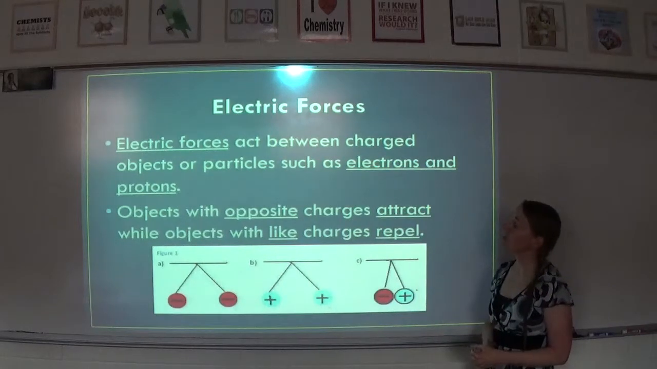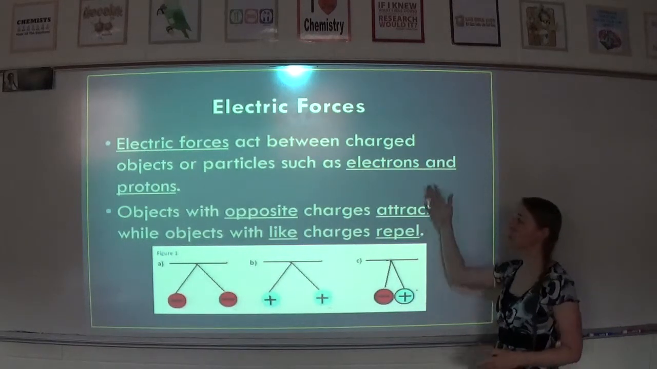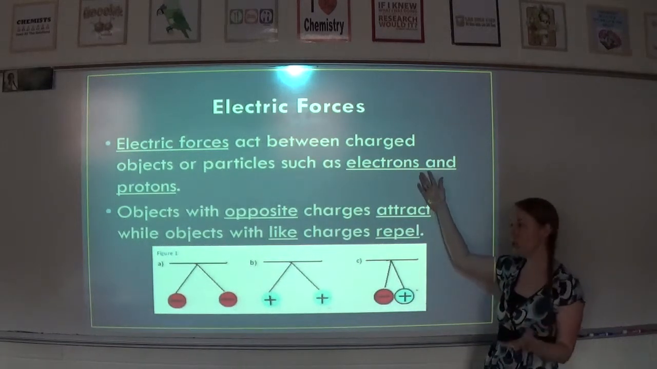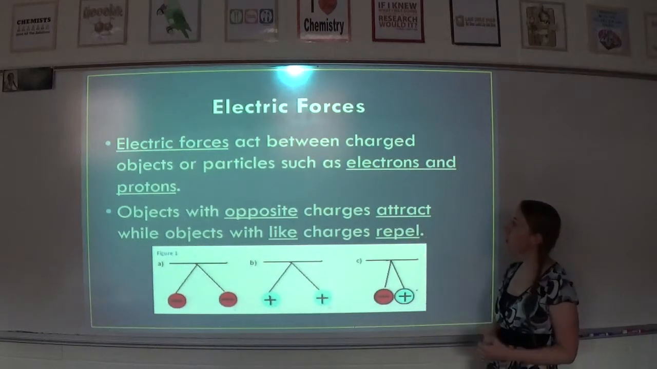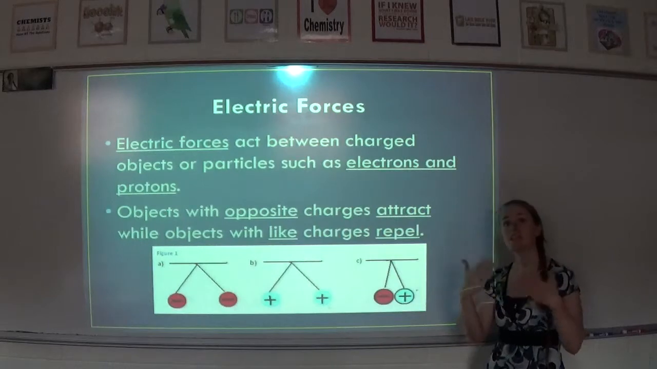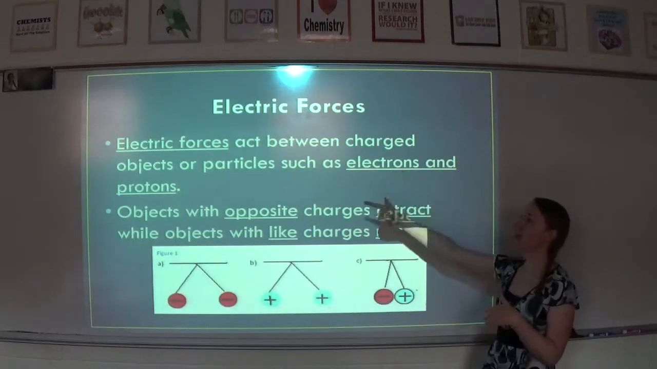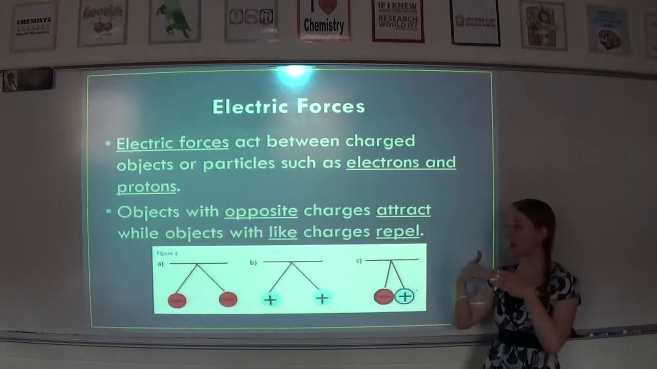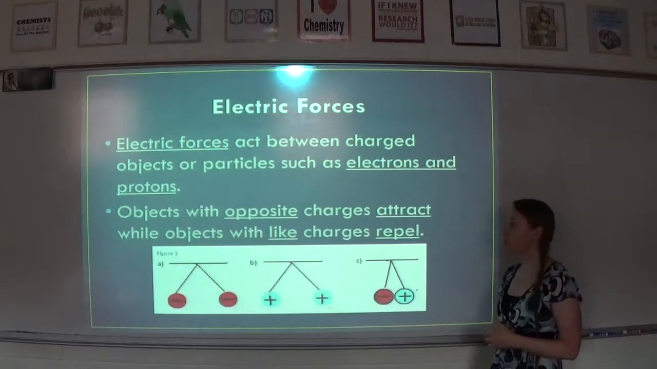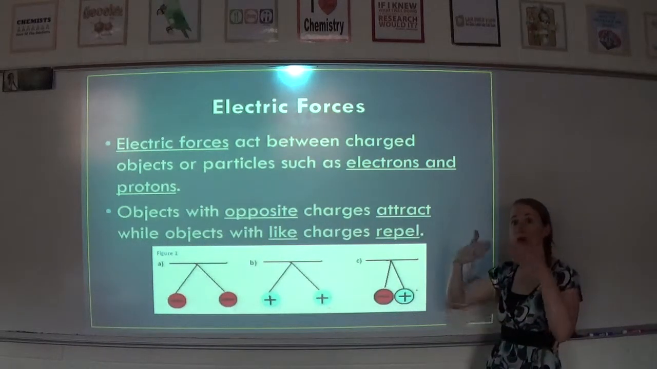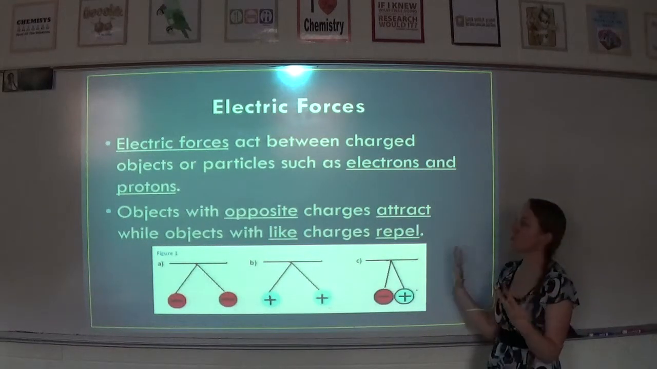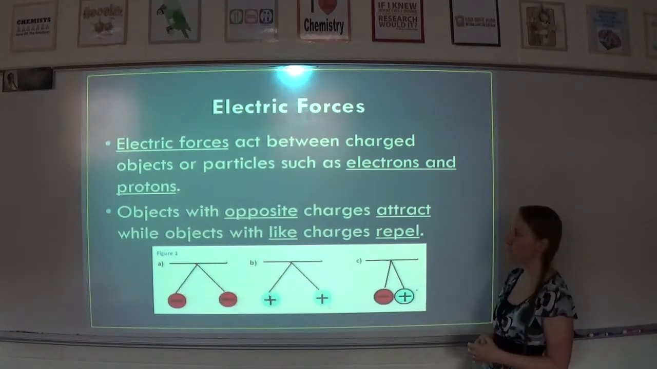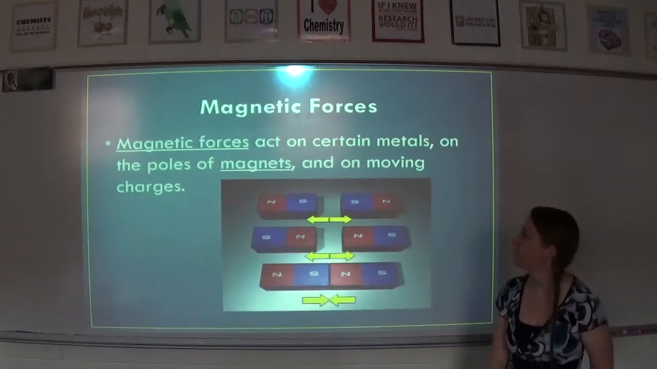Electric forces act between charged objects or particles such as electrons and protons. That's why I brought up chemistry on the previous slide, because that's a big topic, obviously. Objects with opposite charges attract, so just like I said, think about the magnets. So an electron and a proton, negative and positive, would attract, while objects with like charges repel. So 2 positives or 2 protons would repel, 2 negatives would repel. So just remember, opposites attract. That's an easy way to remember that.